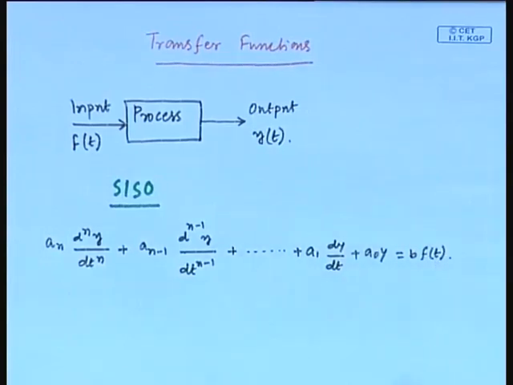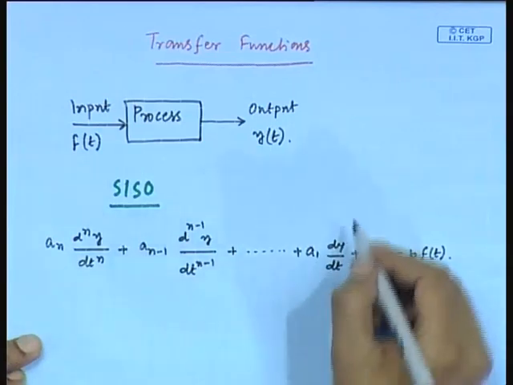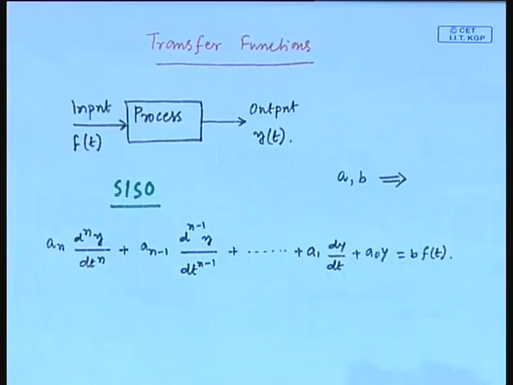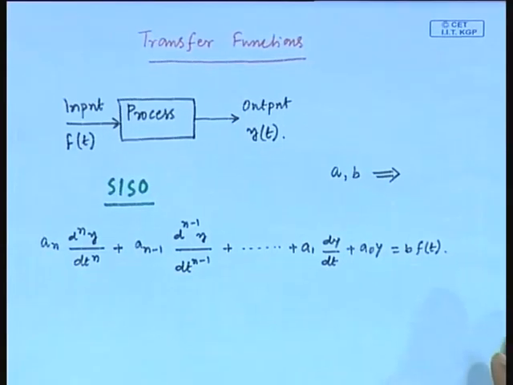Fine. So, y is the output, f is the input, a and b are the coefficients, and t is the independent variable. So, as I mentioned that the transfer function should be represented in S domain. So, we have to take Laplace transform of this equation.